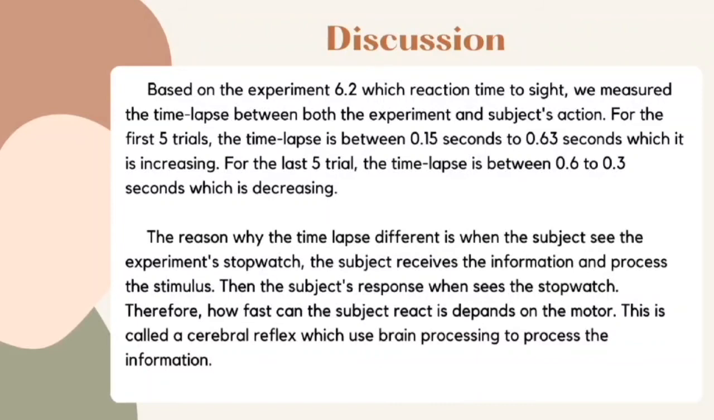The reason the time lapse is different is that when the subject sees the experimenter's stopwatch, the subject receives the information and processes the stimulus. Then the subject responds to seeing the stopwatch. Therefore, how fast the subject can react depends on the motor response. It is called a cerebral reflex, which uses brain processing to process the information.